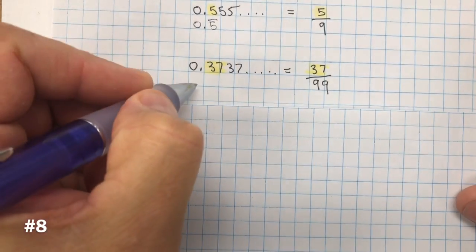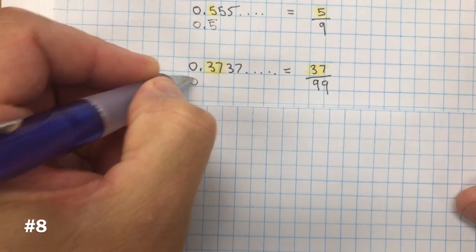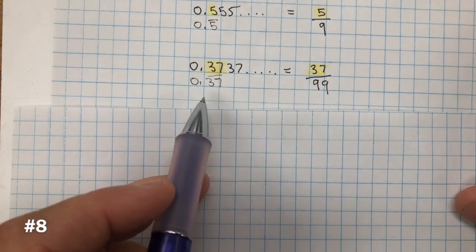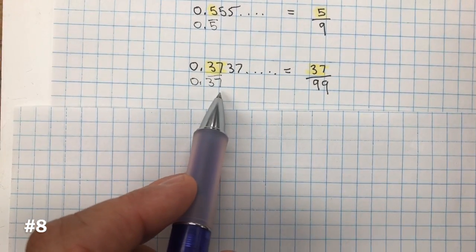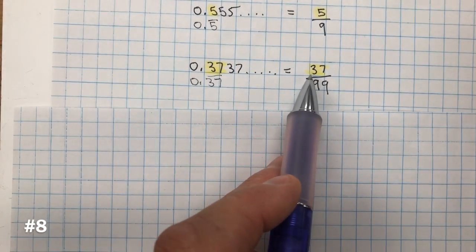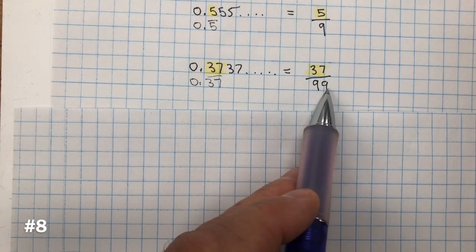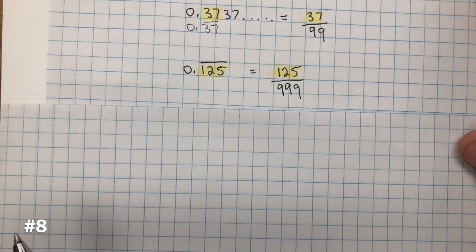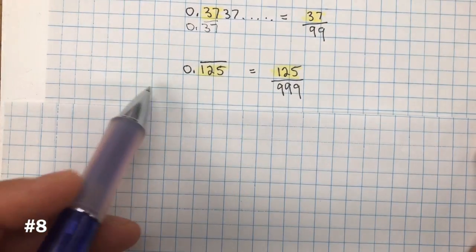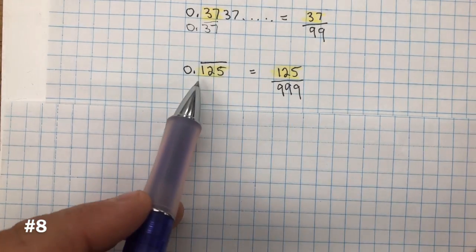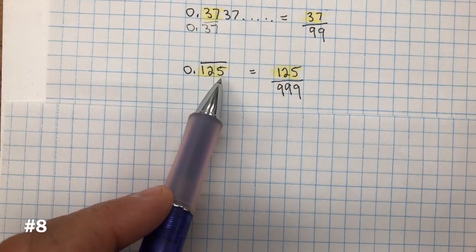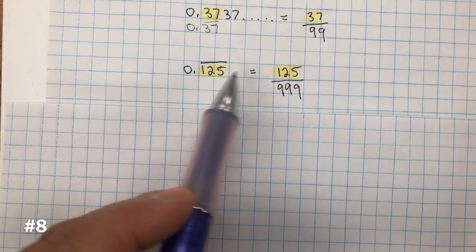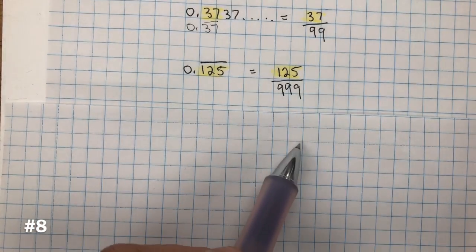Here I have 37 hundredths repeating, and that could also look like this, 37 hundredths repeating. Well, now I have 2 place values repeating, and you can see that I have 2 9s. Here I have 125 thousandths repeating, 1, 2, 3 place values, and 1, 2, 3 9s.